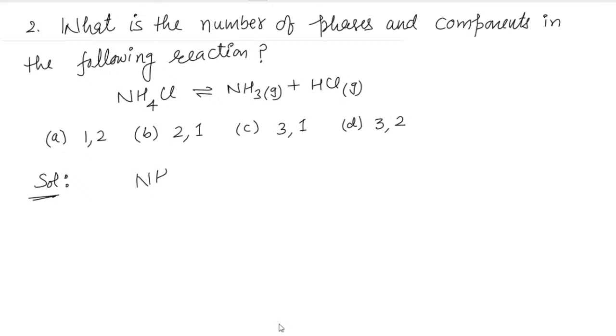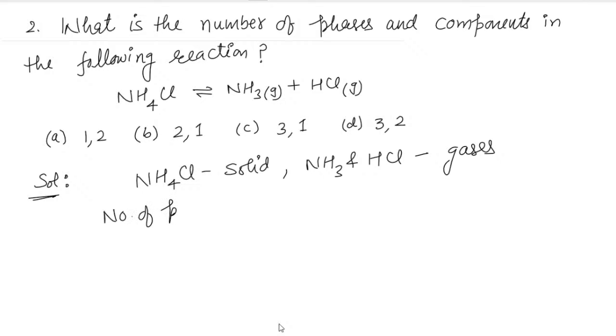First of all, ammonium chloride is solid. Ammonia and HCl are gases. So gases form only one phase, solid has a different phase. So number of phases is 2. One solid and the other is the gaseous phase. Okay. Now number of components.